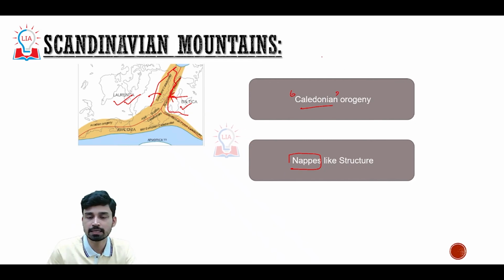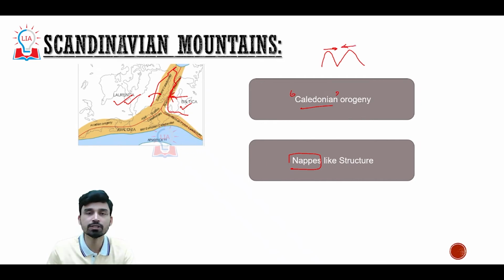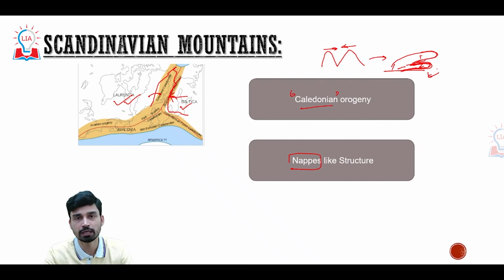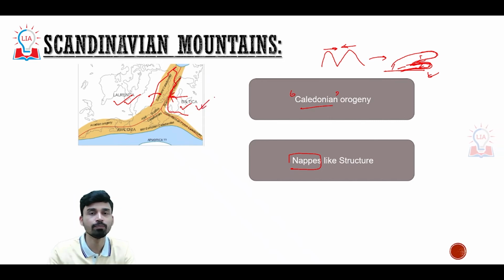A nappe-like structure is a kind of folded structure. Suppose that we have one mountain peak here and one mountain peak here. Due to very strong convergence and collision between these two mountain peaks, one mountain peak overrides the other, and the structure converts into something like that. So this kind of structure, where one system of rocks is overlying another system of rocks, leads to the creation of nappes. That is what we can find in the Scandinavian mountain system as well.